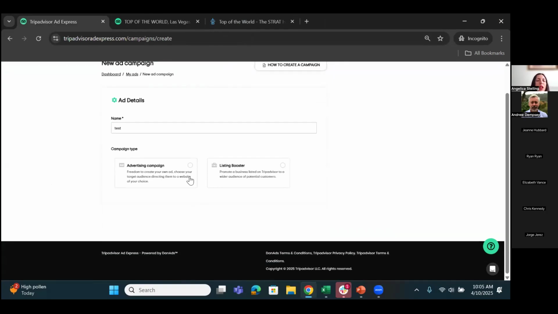Now, right here, as you can see, we have two sets of products. Advertising campaign is our standard media. That is image and video display ad. Now, our newer subset of products, our listing booster, is unique to Tripadvisor. What that does is it takes a Tripadvisor business listing and superimposes it into the ad itself, eliminating you uploading standard videos or standard creatives.